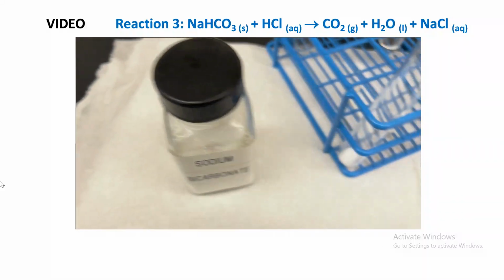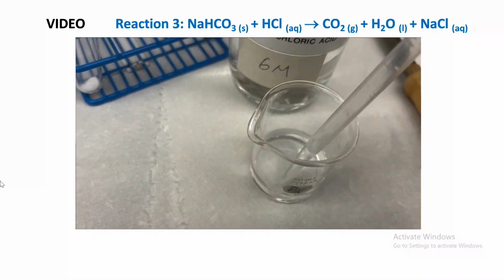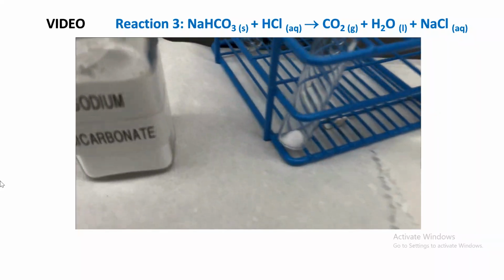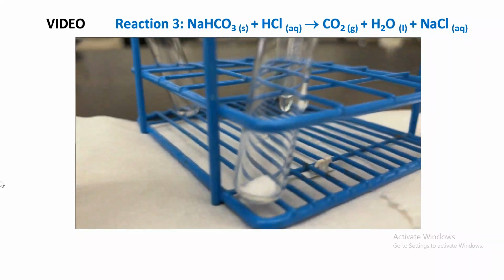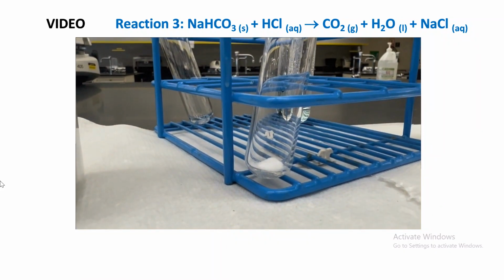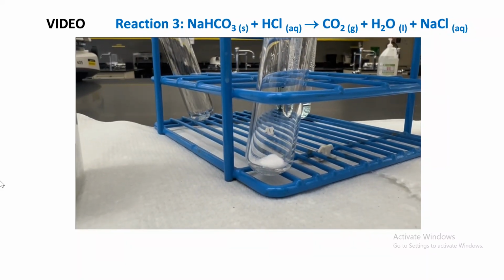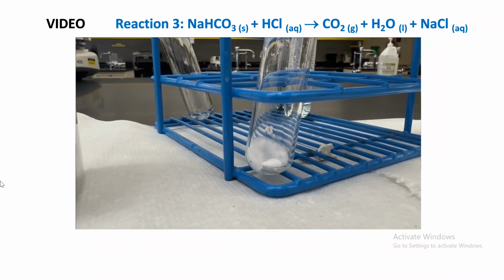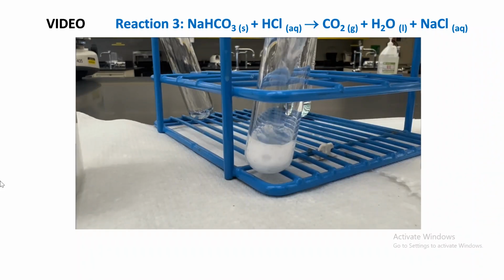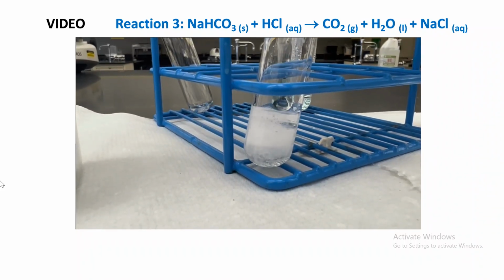We're going to add our sodium bicarbonate and close it. I'm going to take some 6 molar hydrochloric acid, very concentrated, and then we're going to add it and watch what happens as soon as we add the acid to the sodium bicarbonate. Okay, look at this. A vigorous reaction, just like the metal in acid. Look at that.